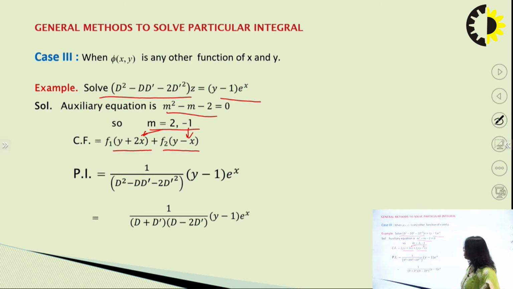Now about the particular integral. To evaluate the particular integral, the expression 1 upon (d square minus dd dash minus 2d dash square) applied to (y minus 1) e to the power x, we will have to factorize this. So this denominator of d square minus dd dash minus 2d dash square is factored into two factors. One factor is d plus d dash, another factor is d minus 2d dash.